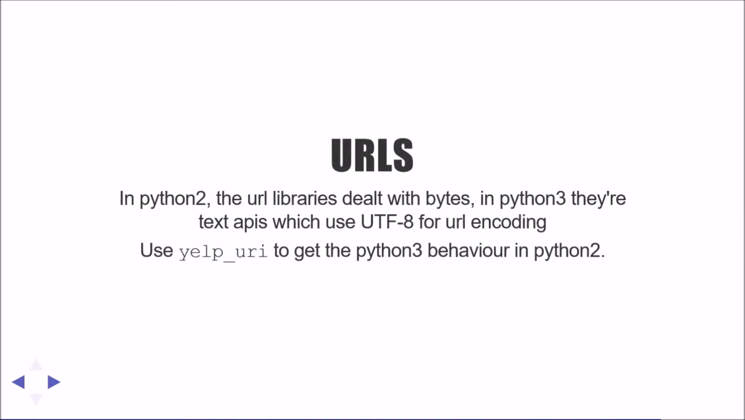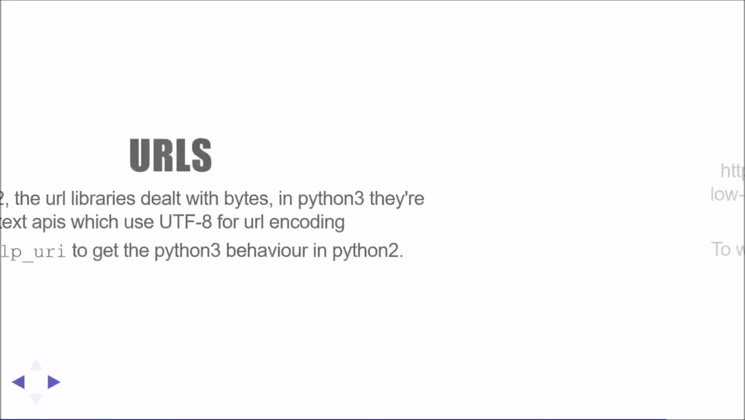In Python 2, the URL library spoke only in bytes, but the Python 3 libraries now correctly handle text and perform URL encoding using the UTF-8 codec. To enable the Python 3 behavior, you can install the third-party Yelp URI library, which handles this correctly.